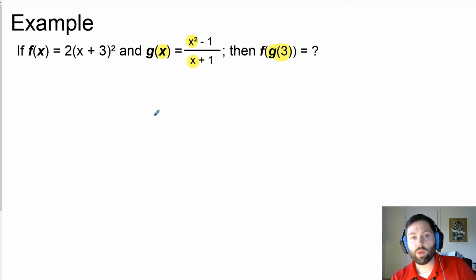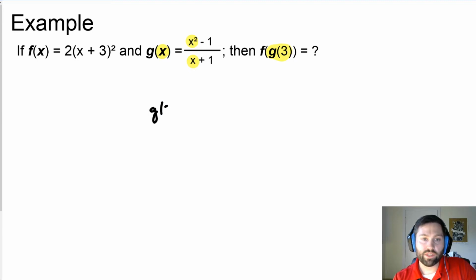And remember, when we substitute, don't be lazy. Use parentheses to show that you have substituted something in place of the variable. So you should be using parentheses: (3) squared. Don't be lazy, use it. It makes a big difference. Minus 1, divided by, the bottom would be 3 plus 1.